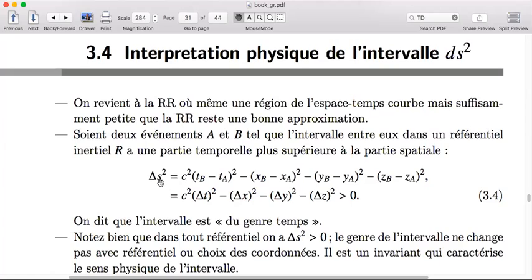The first case would be when delta S squared is greater than 0. Even though this is a squared quantity, it can take two different signs. It can be positive when this time interval is big enough relative to this space interval. And we were allowed to compare them because we multiplied by the speed of light. So this has the same units now.